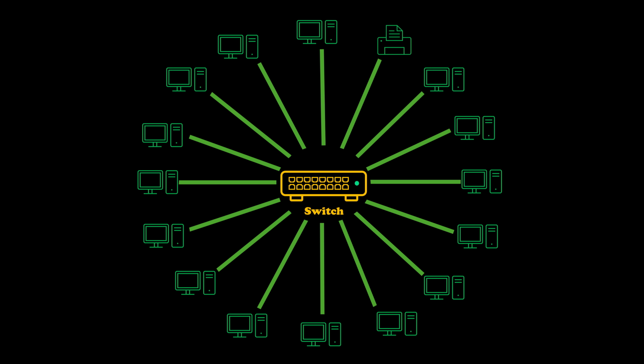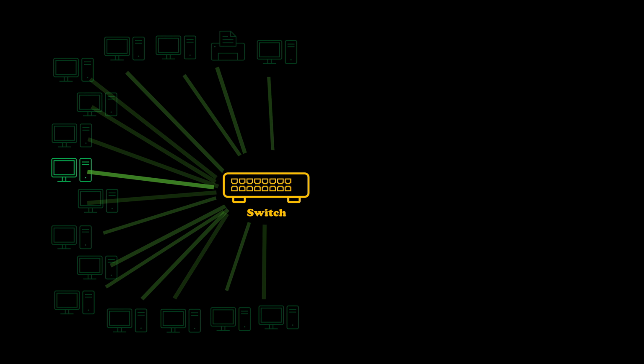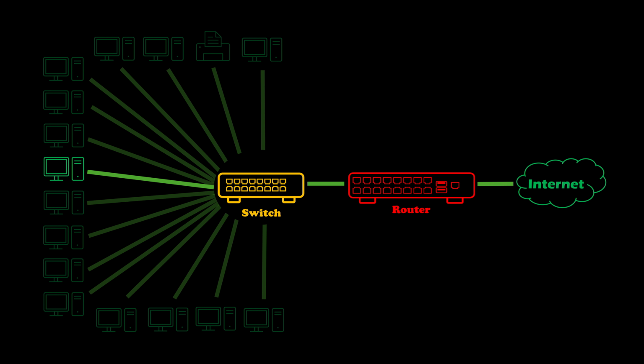Now, why would these devices need to talk to each other? In business networks, some communication happens internally, without the internet. For example, when an employee prints a document or shares a file with a colleague, that traffic stays within the local network.